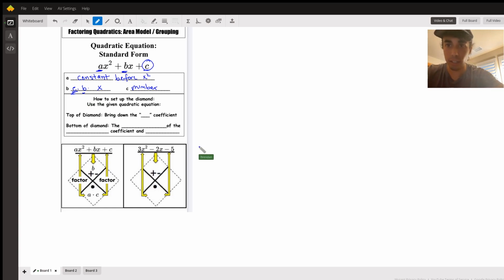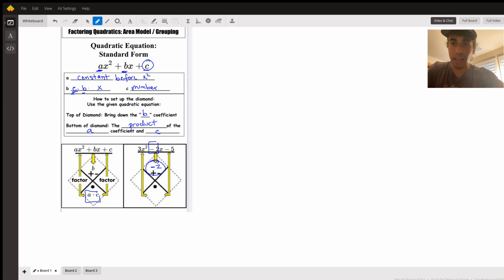All right, so here's how we're going to factor these. So how to set up the diamond. Up at the top, you're going to bring down the b coefficient. B, don't forget the sign on it. Whatever is multiplied by the x, so in this case, that's going to be a -2. And then down in the bottom of the diamond, it is going to be the product. We're going to multiply together the a coefficient and c.